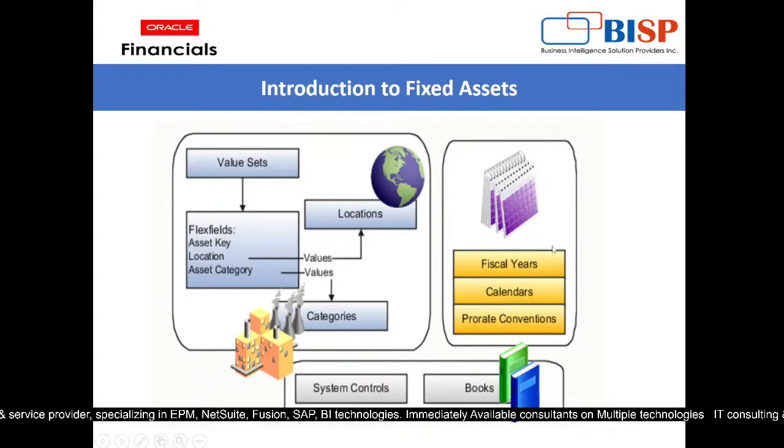After that comes the fiscal years, the calendar, and the prorate conventions, based on which the depreciation is computed. Then the asset books are determined along with the asset categories. So when all these things are linked together, then only we can apply depreciation to any of the assets. And system control is a one-time setup. When we will be covering that topic, we will be talking more about it.